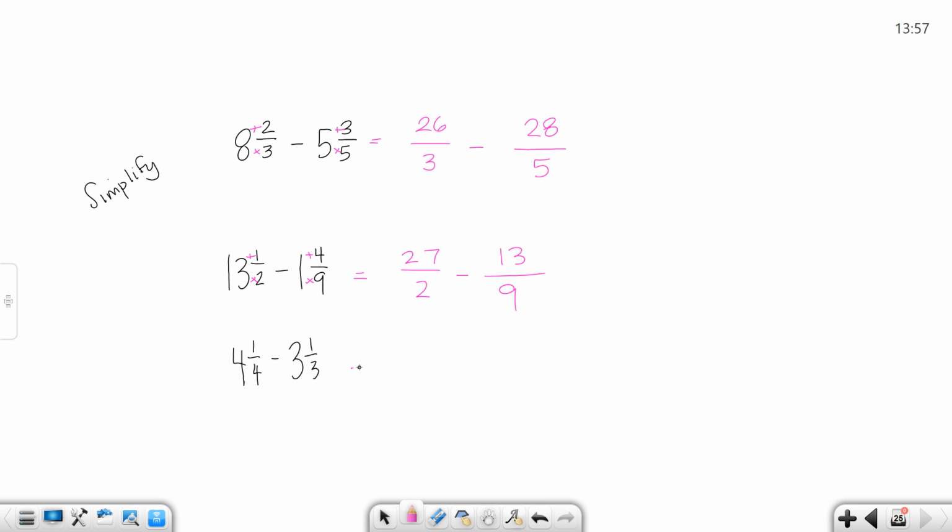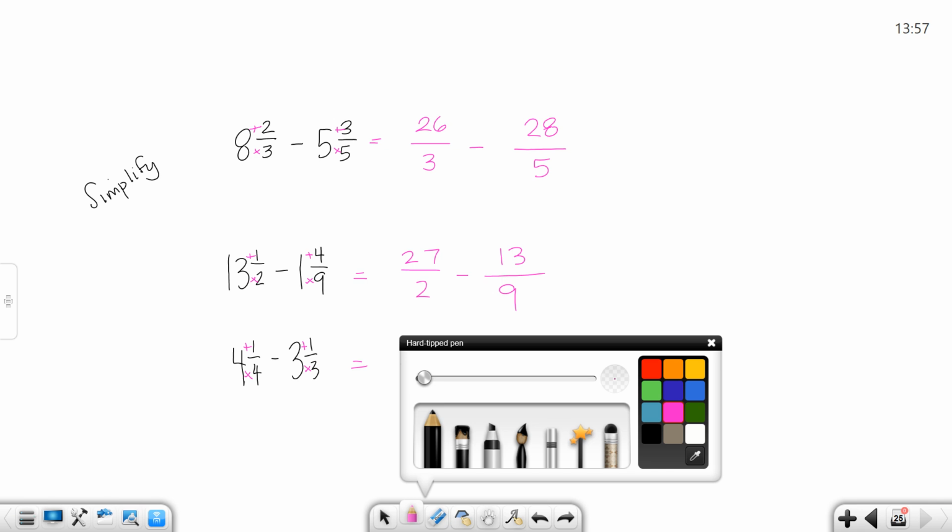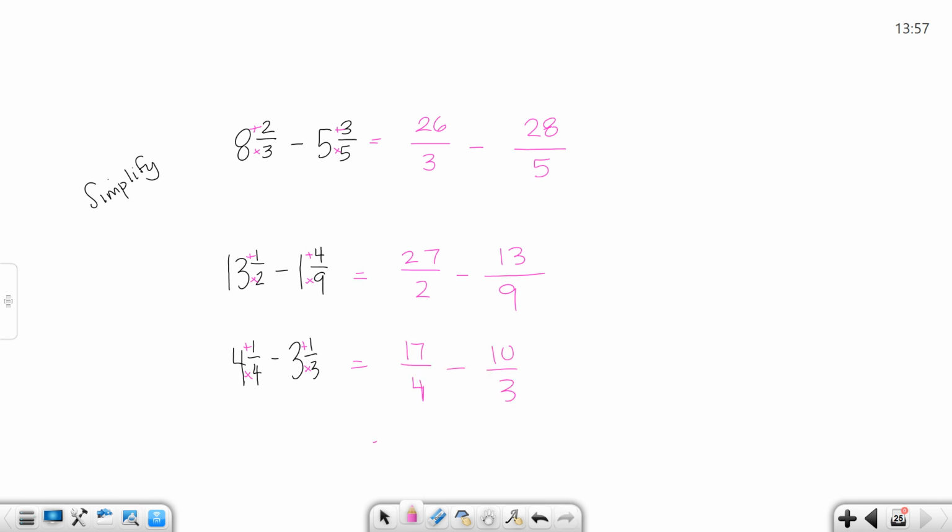Okay, looking at this last one, times plus, times plus. 4 times 4 is 16. 16 plus 1 is 17/4. 3 times 3 is 9. 9 plus 1 is 10/3. Okay, so that's how all of these would start.